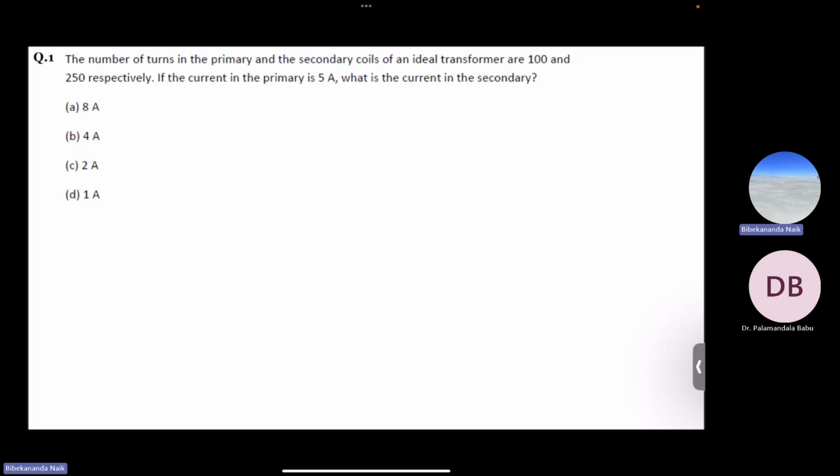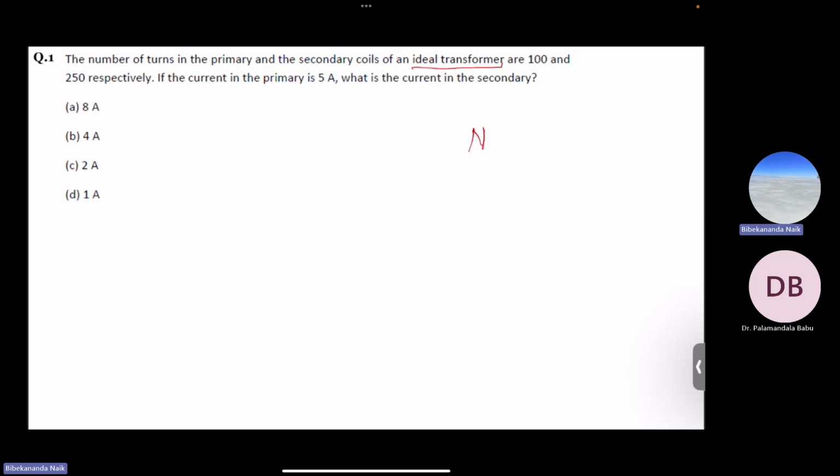So there is a transformer, and we know in a transformer there are two coils, primary coil and secondary coil. When flux changes in the primary coil, then EMF is induced in the secondary coil, and that's the principle of step up and step down transformers. When the number of turns in the primary coil is less than the number of turns in the secondary coil, it is called a step up transformer, and when it is reverse, it is called a step down transformer. If the number of turns in the primary coil is more, then it is called a step down transformer.